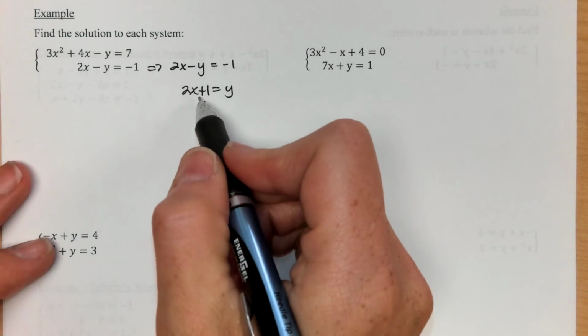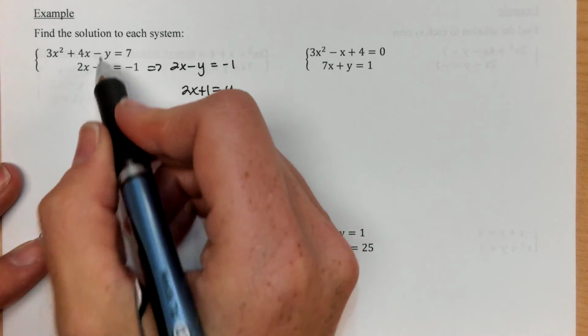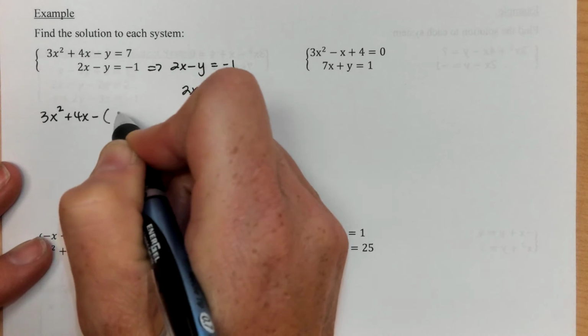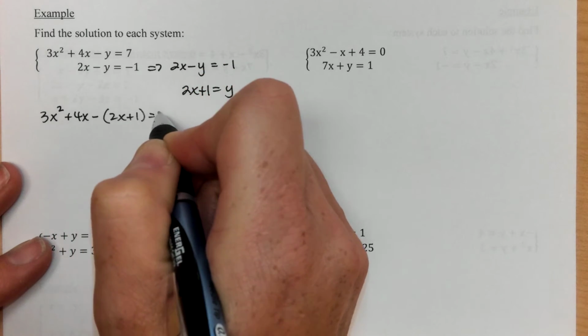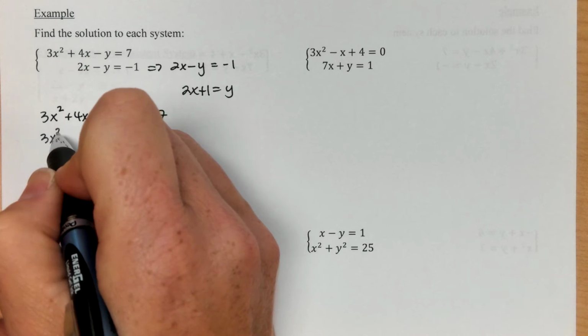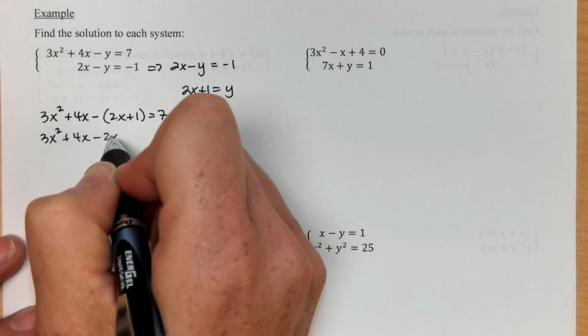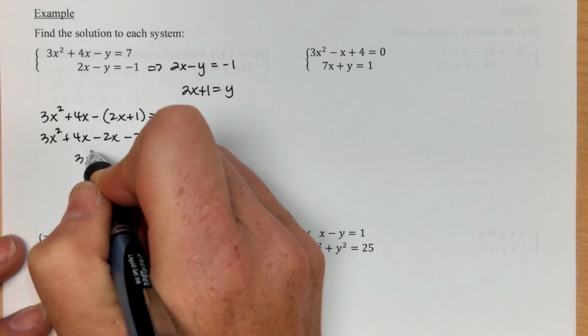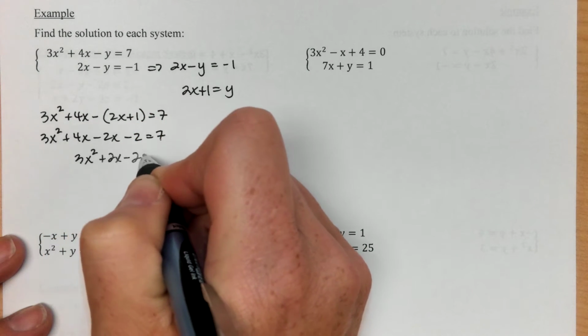And then I'm going to take that and plug it into my top equation for y. So I've got 3x squared plus 4x minus, and make sure you protect it with parentheses because that negative has to go to all of it, (2x plus 1). So 3x squared plus 4x minus 2x minus 2. And then I've got 3x squared plus 2x minus 2 equals 7.